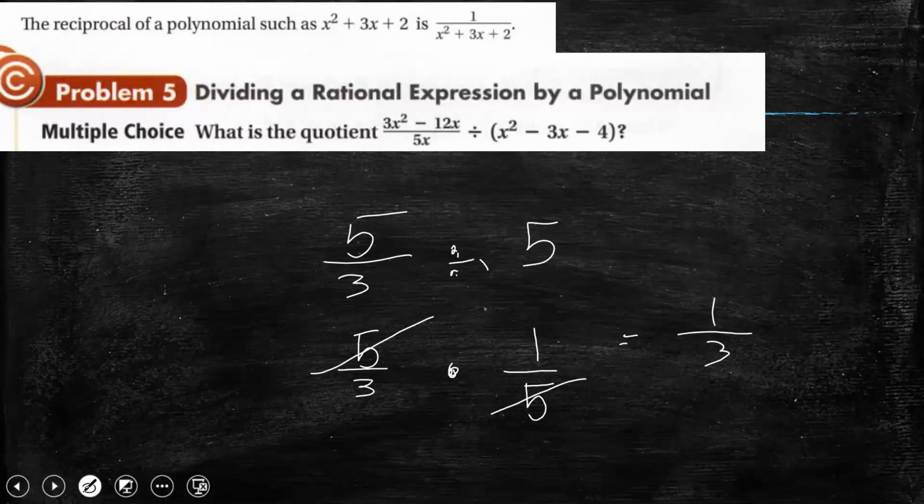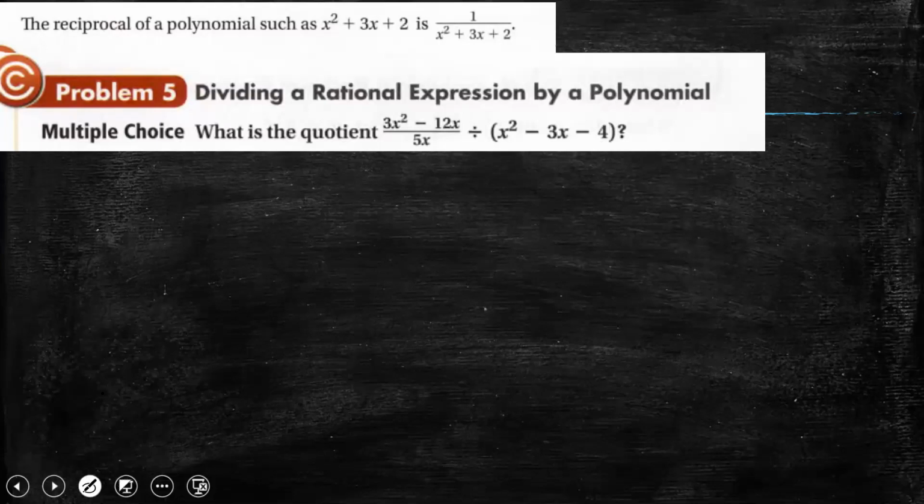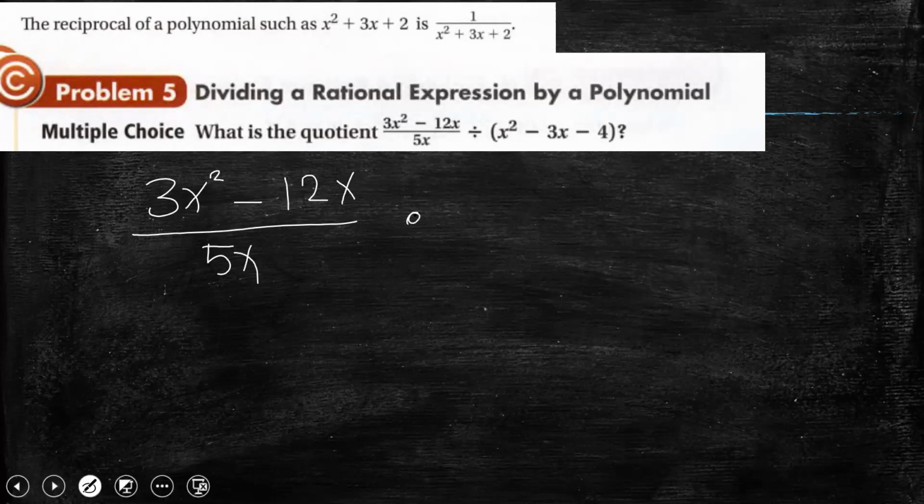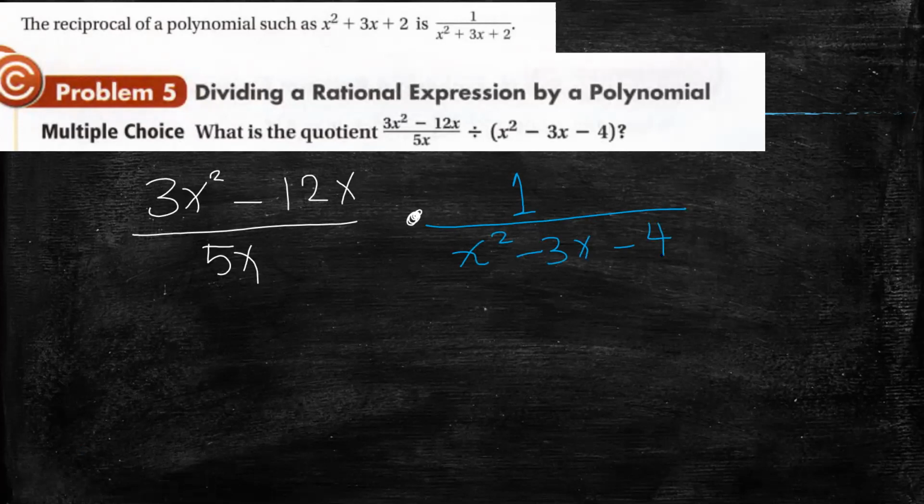Let's now go back to the rational expression. How do we deal with a rational expression divided by a polynomial? Like 3x squared minus 12x over 5x, divided by x squared minus 3x minus 4. Keep it as it is. Change the division to a multiplication and write the reciprocal of x squared minus 3x minus 4. What is the reciprocal of it? 1 over x squared minus 3x minus 4. Bravo.